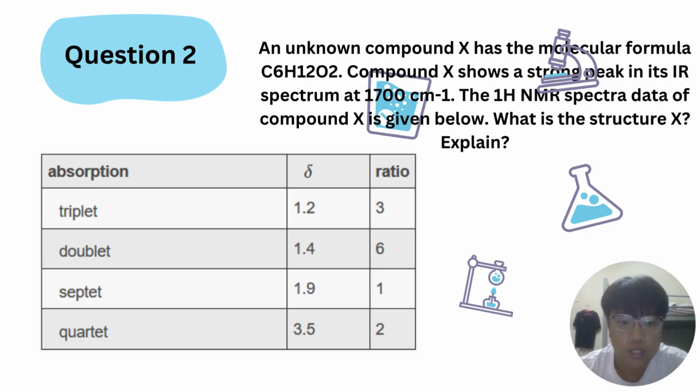So this one is the question number 2. The unknown compound X has the molecular formula C6H12O2. It shows a strong peak in the IR spectrum at 1700, and below the table is the 1H NMR spectral data. So by using both data, we need to find out our structure X and also explain why it is this structure.